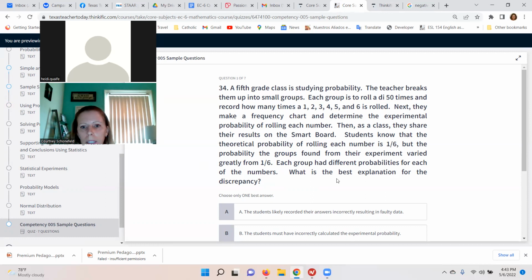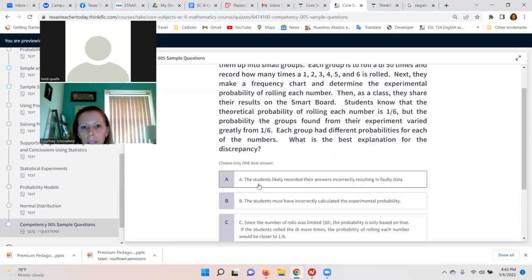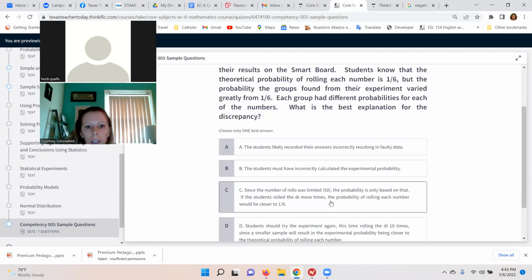So let's look at the best explanation for this discrepancy. A, the students likely recorded their answers incorrectly, resulting in faulty data. There's nothing that indicates that they did anything incorrectly. Okay, so that's not A. B, the students must have incorrectly calculated their experimental probability. There's nothing to indicate that either, that they were incorrect.